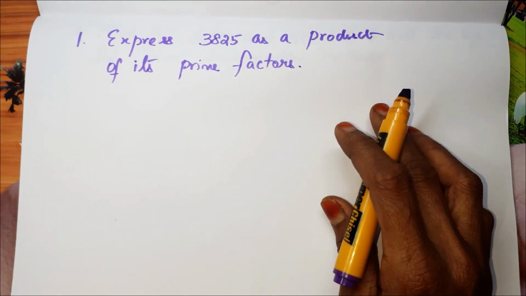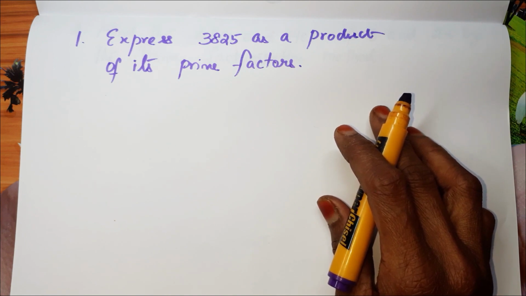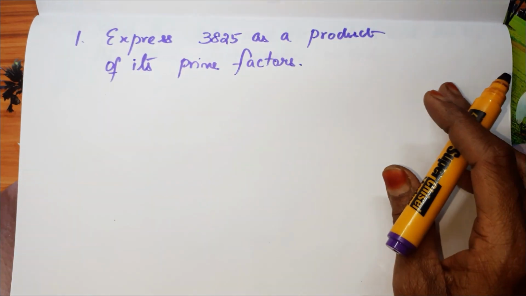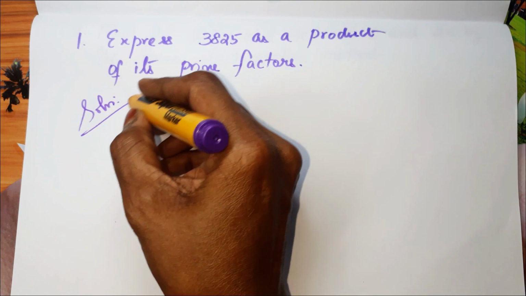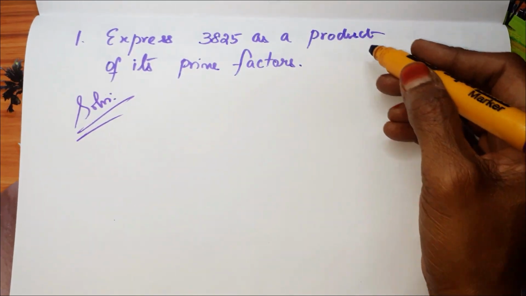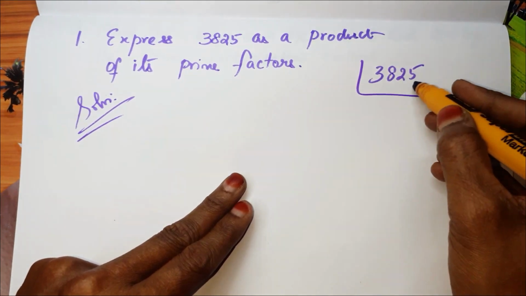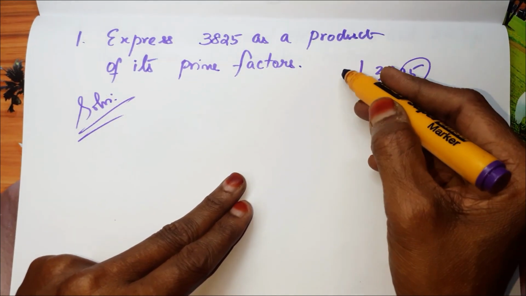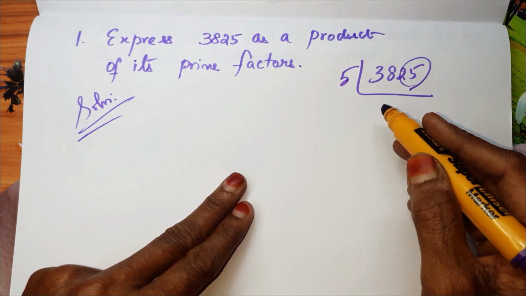The first problem we have is to express 3825 as a product of its prime factors. So we are going to find the prime factors of this number 3825. How to do it? Using the division algorithm only. Since 3825 ends with 5, we can take 5 as a factor. So we are going to divide this number by 5.